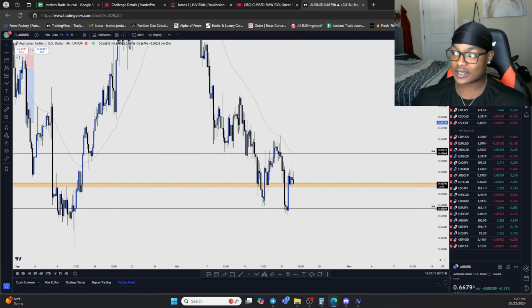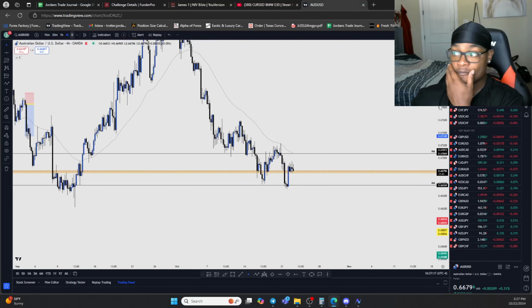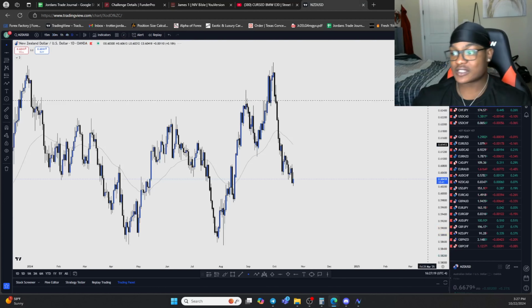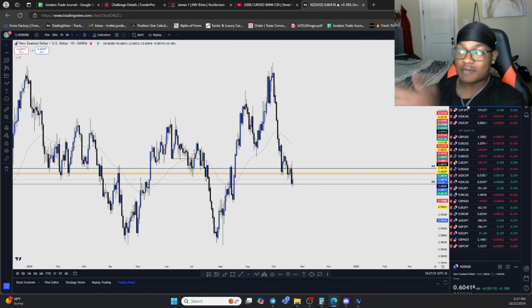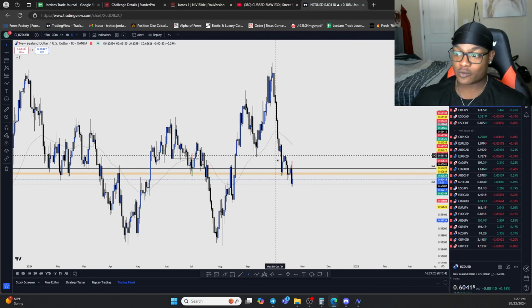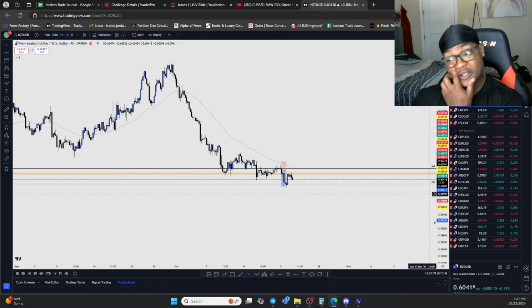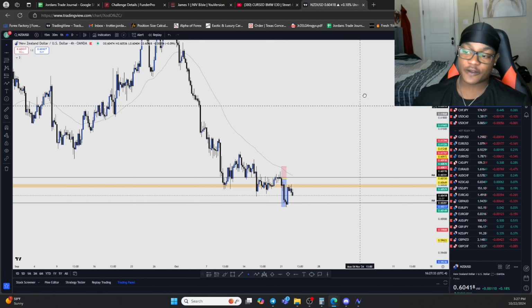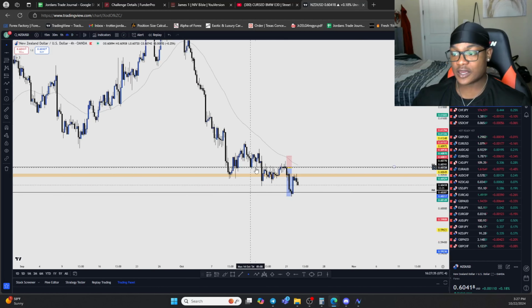AUD USD, again, my number one pair. Same thing if I go towards NZD USD. It's the same thing that I just broke down on AUD, right? We had the breaker structure, which occurred right here. We had the lower low, lower high. I then found my area of interest off of my 4-hour time frame being right here, right?